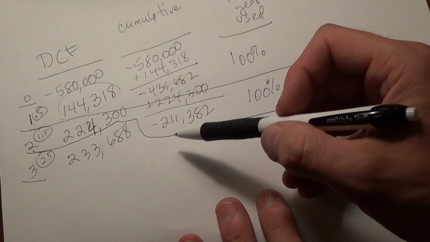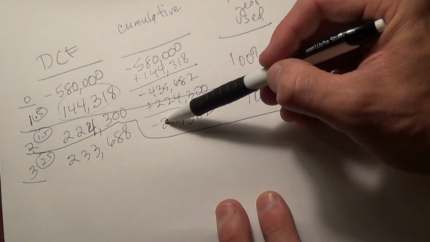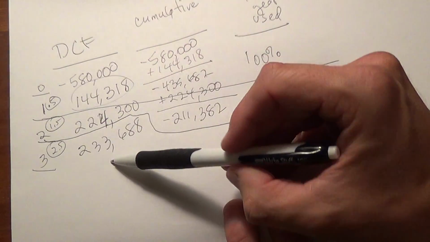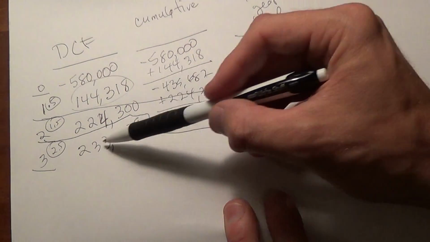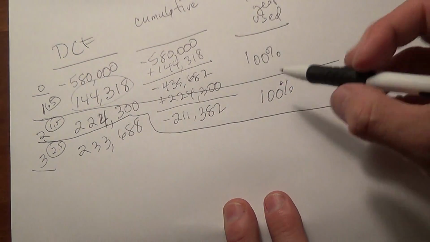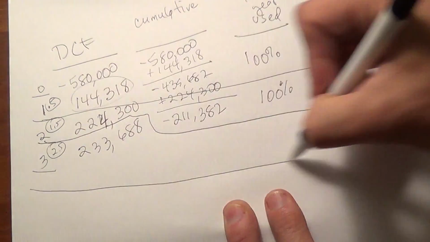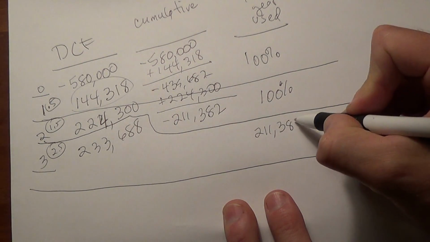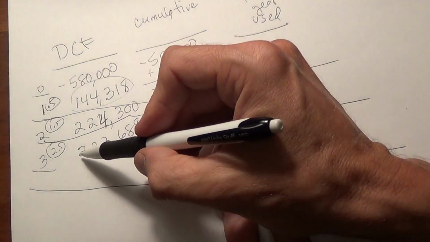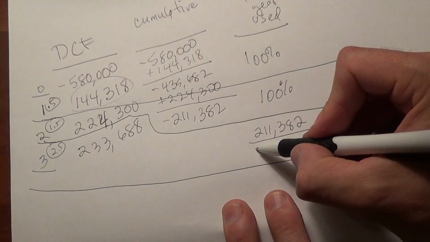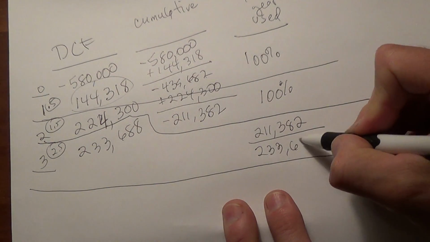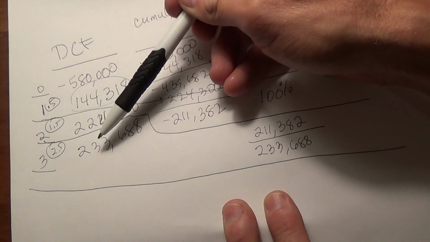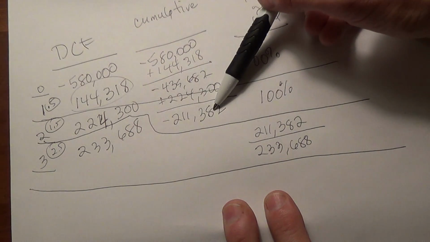So then we come to the third year, where you can see at the beginning of the third year, we still have a deficit of 211,382, but the present value in the third year is 233,688. So we're not going to use all of the third year. How much of the third year do we use? We take the amount that we started the year with, 211,382, divided by how much the entire third year was, the 233,688. And again, we don't need the negative sign here because we're just asking how far into the third year we need to go before this negative 211 goes to 0.